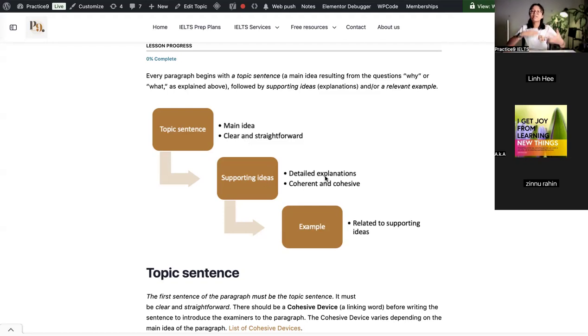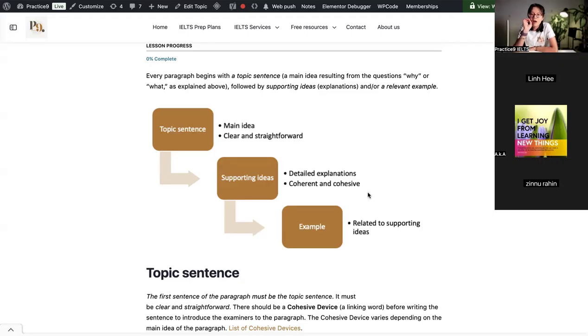You explain with detail, and this is where you improve your coherence and cohesion score. Because if you don't explain your topic sentence, your body paragraph is not coherent at all. That is where everything falls and you just will not get more than 6. Only if you have a good vocabulary, then you get 6, otherwise no more. And then you will have an example to support your entire argument over here. And this example has to be related to the supporting ideas that you have.